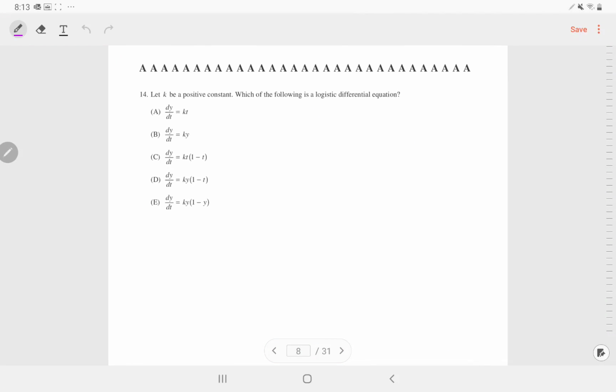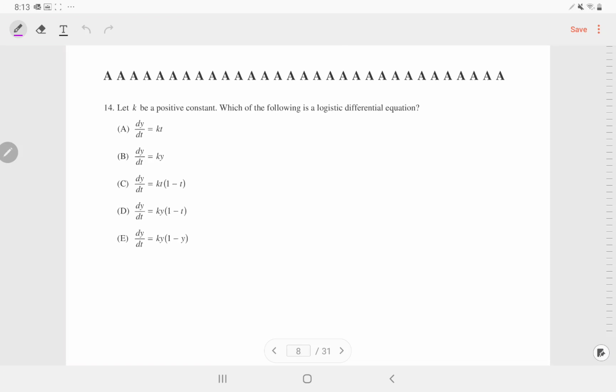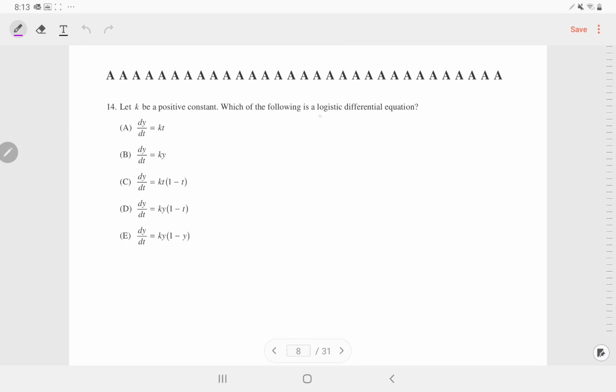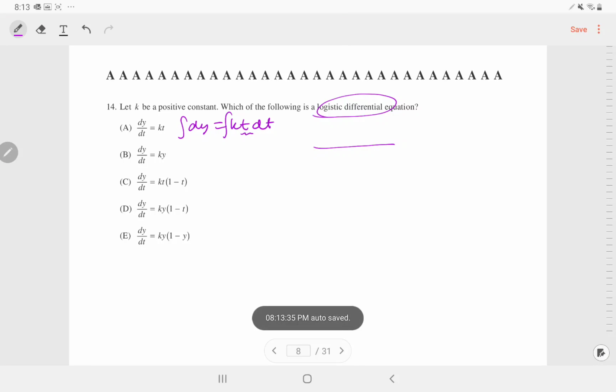Okay, let it be a positive integer, which is logistic. Okay, so logistic, you're going to have something like, let me just start with these. So dy equals kt dt. This is just going to be a quadratic. Isn't that the right letter with the dt? Doesn't even need to be moved. So that's just a straight quadratic.